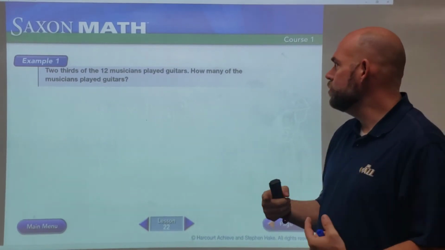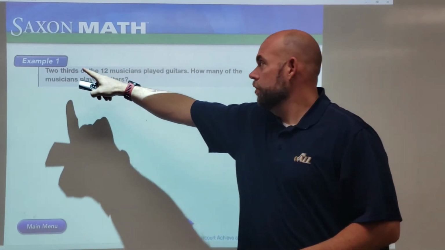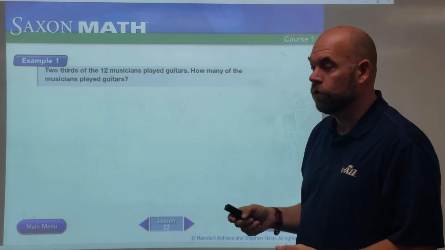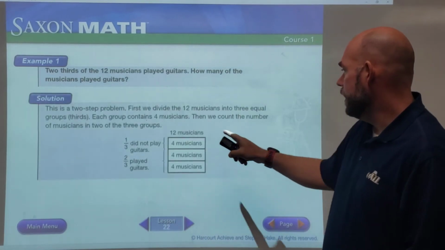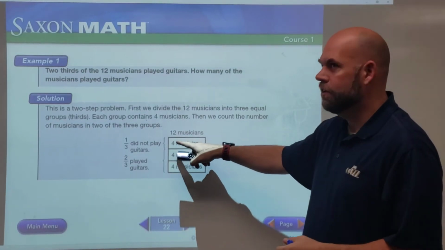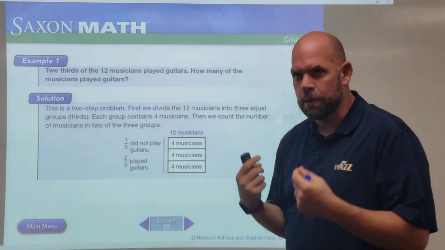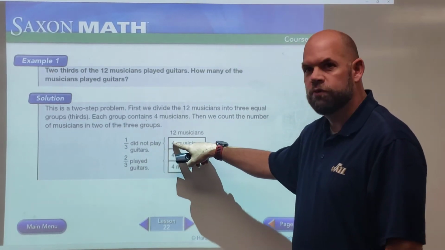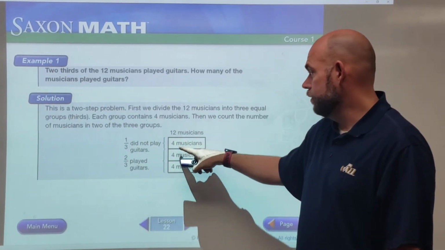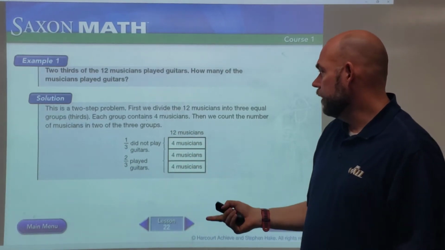2/3 of 12 musicians played guitars. So 12 is our total, thirds are our number of groups, so we're going to put the 12 into 3 equal groups. So this time instead of doing a dot for each one, we just say each group. If there's 12 and 12 into thirds, 12 divided by 3 is 4, so we could just put 4 in each group, 4 musicians, 4 musicians, 4 musicians. And we know that adds up to the 12 because we can just do 4 plus 4 plus 4 equals 12.